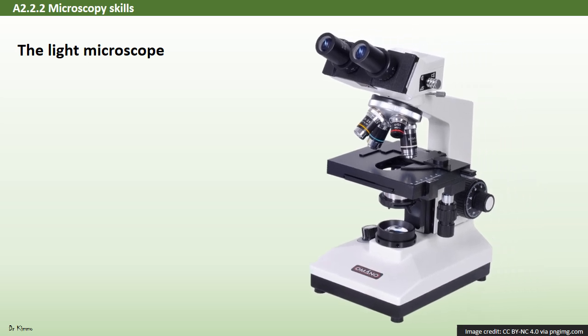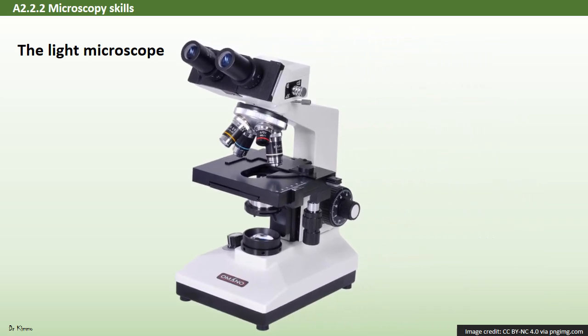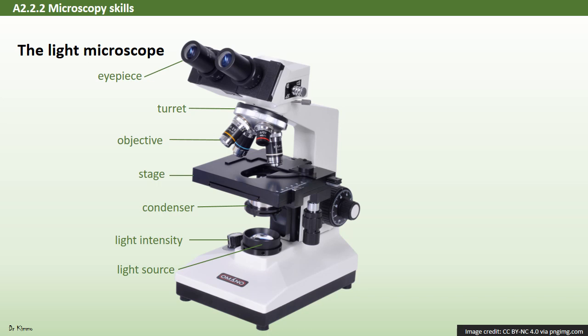Now let's have a look at the different parts of a microscope. Starting from the top, the eyepiece, you might have 1 or 2 of them. If you have 2, it's important that you adjust them so that they fit the distance between your pupils. Then you have the turret. This one has 4 objectives on it.